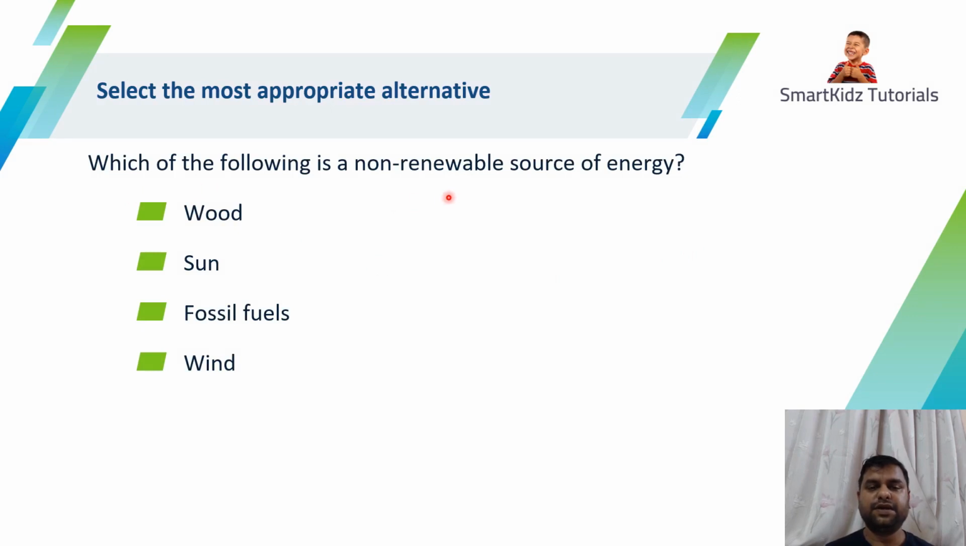Next, which of the following is a non-renewable source of energy? If you have a look, wood, sun, wind, these are all renewable sources of energy. That leaves us with just fossil fuels. That's a very obvious and easy answer to this easy question. Next.